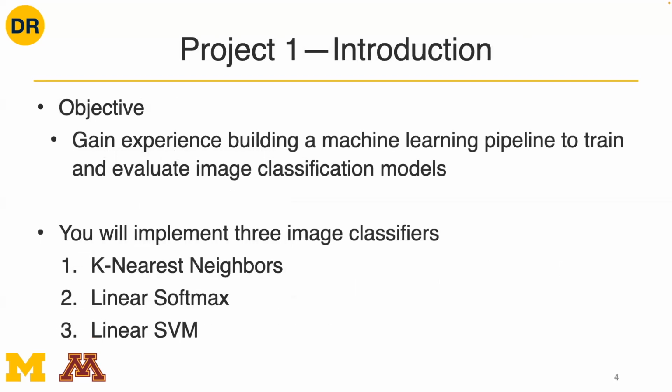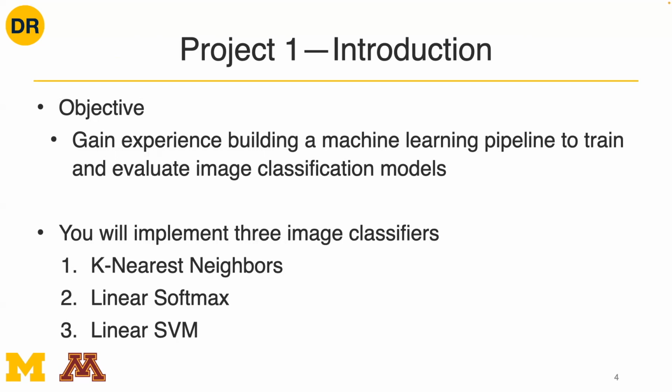So today's lab will do a little bit of an introduction to Project One, and then we'll look at the data set that we'll be using for Project One. So the goal of this project is where we're starting to build our machine learning models. In particular, we're going to be implementing the k-nearest neighbors classifier, which we talked about on Tuesday this week, and then also two linear classifiers. The linear classifier that's trained with the softmax loss function, and also one trained with the SVM loss function, which we talked about on Thursday.